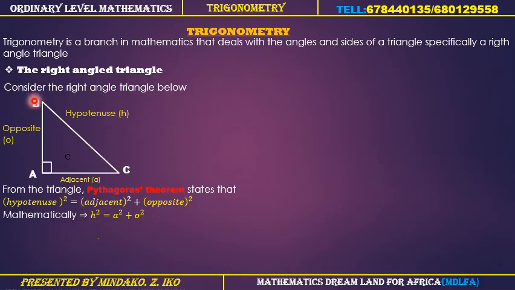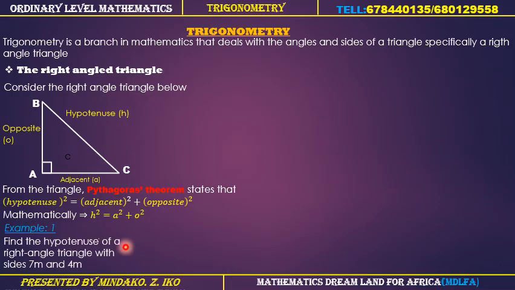Now from the knowledge we have gathered here, we can go through some examples. Example one: find the hypotenuse of a right angled triangle with sides 7 meters and 4 meters. Now these are the sides. That is why in the definition, trigonometry is a branch in mathematics that deals with the angles and the sides of a right angle triangle. So these are the sides of the right angle triangle.